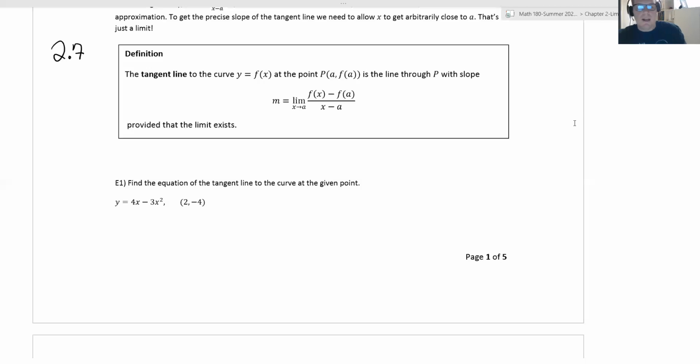Now, let's look. We now want to find the equation of the tangent line. All right, that's the thing that we're going to try and do. So the tangent line to the curve y equals f of x at the point P of a, f of a, is a line through P with the slope, and here's the slope of the tangent line.